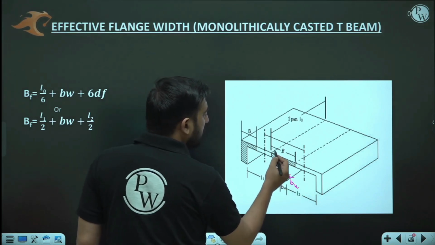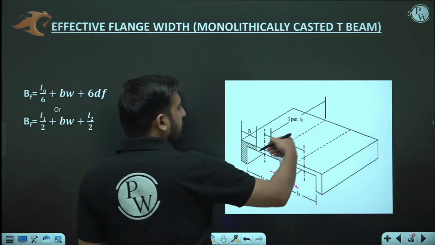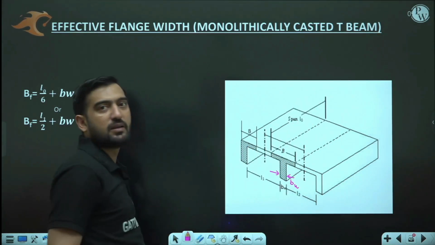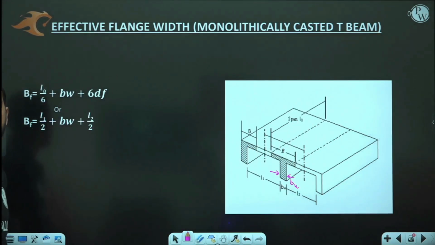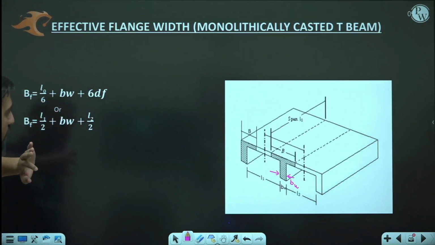As I told you, L naught we measure transverse to the cross section. So BF is equal to L naught over 6 plus BW plus 6 times DF.